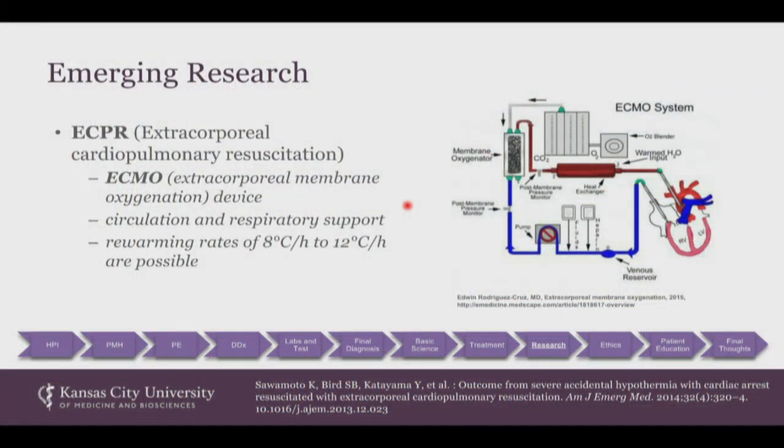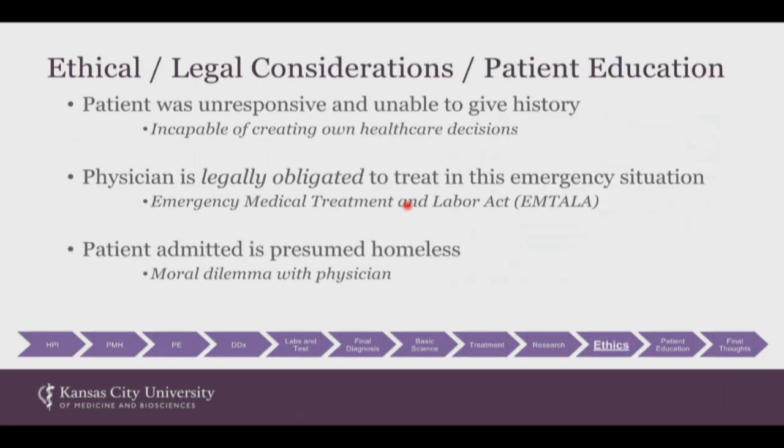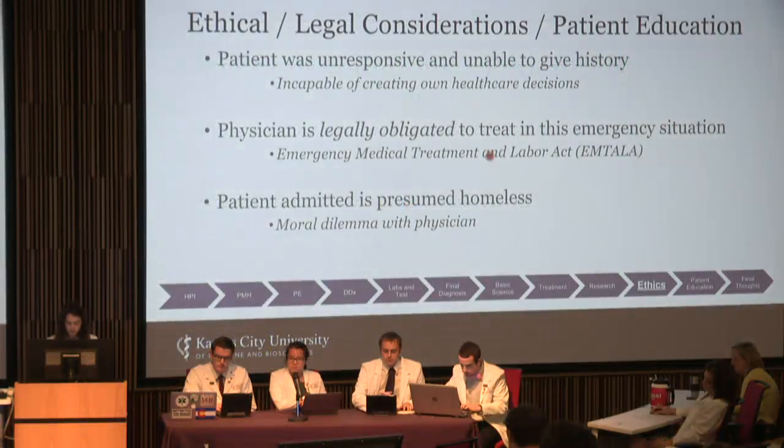A pump pushes the blood to the ECMO, where oxygen and carbon dioxide are exchanged, and the blood is rewarmed and returned to the body through different cannulas. Rewarming rates of 8 to 12 degrees Celsius per hour are possible with the fastest rewarming devices. For ethical and legal considerations, due to the altered mental status of our patient, the attending physician was in charge of making our patient's medical decisions.